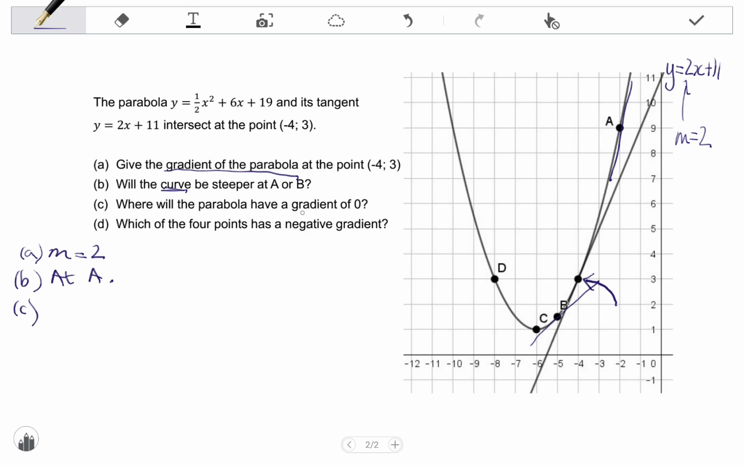Right. Where will the parabola have a gradient of 0? Now, we know that horizontal lines have a gradient of 0. But we also know that a gradient of 0 exists where a graph is neither increasing nor decreasing. So if we look at the parabola, the point at which the graph is neither increasing nor decreasing is the turning point. But the tangent at the turning point is a horizontal line. And that's why the two go together. So where will the parabola have a gradient of 0? At the turning point C.